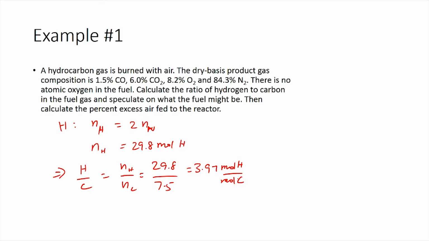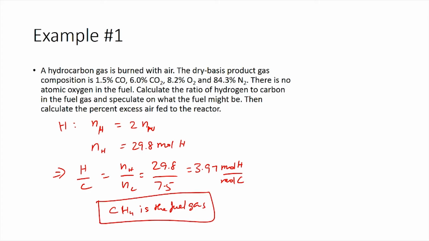With the ratio of carbon to hydrogen being roughly 1:4, we can assume that the fuel gas which has been used would be CH4, which is methane. Now that we have the information regarding the fuel gas being fed, the next part of the problem asks us to calculate the percentage excess of air.